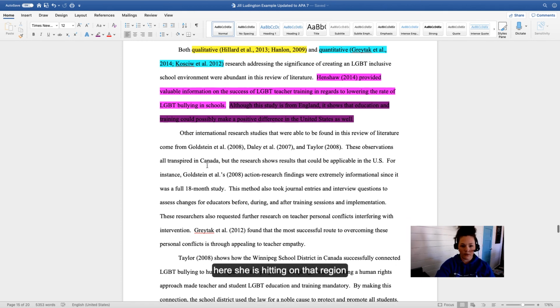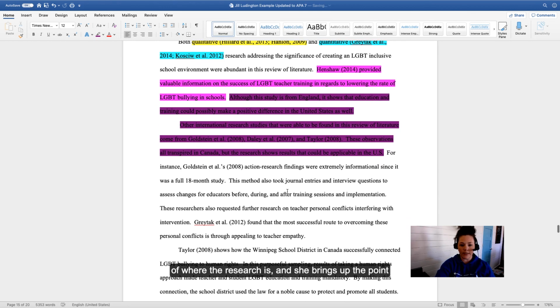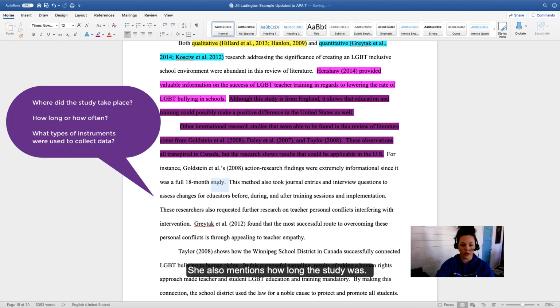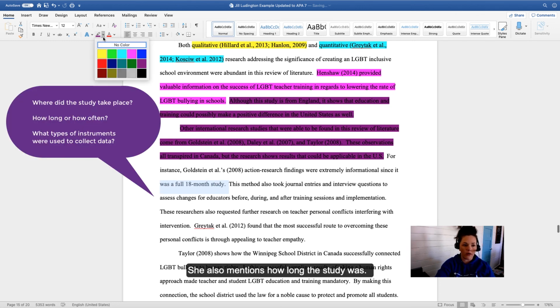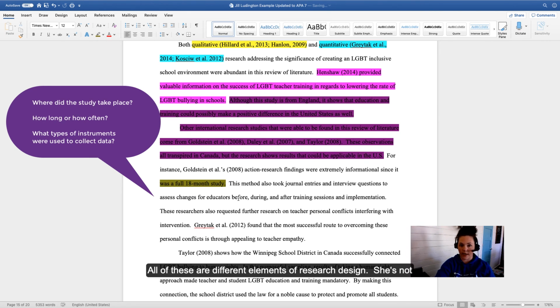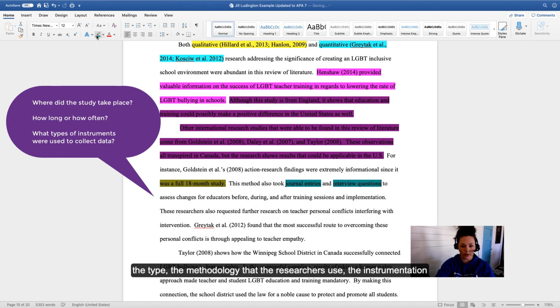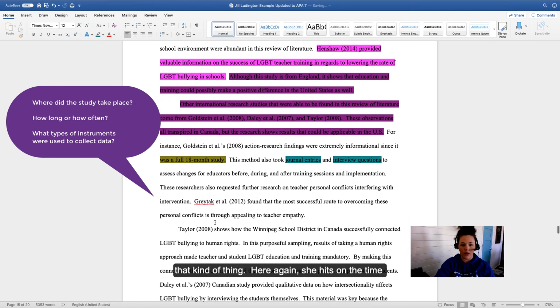So here she's hitting on that region of where the research is, and she also mentions how long the study was. All of these are different elements of research design. She's not just talking about one element, she's hitting on multiple elements. Here you can see that she's talking about journal entries and interview questions, because she's covering the type, the methodology that the researchers use, the instrumentation, that kind of thing.